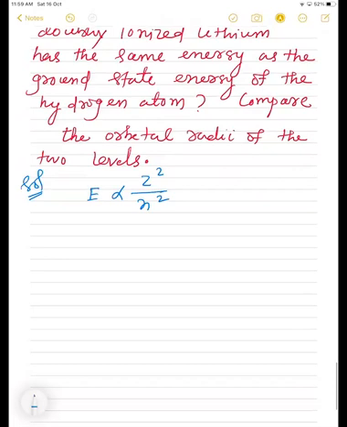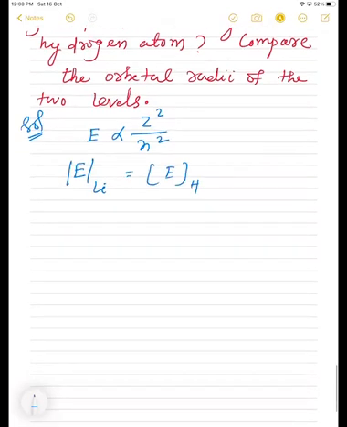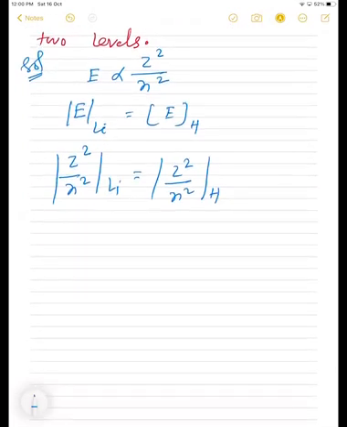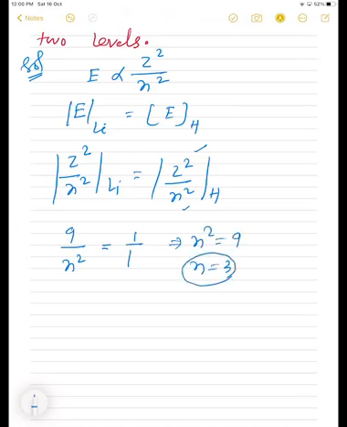So here he has given the energy of doubly ionized lithium and the energy of hydrogen. So let's take Z square by n square of lithium equal to Z square by n square of hydrogen. What is the atomic number of lithium, students? 3, yes. So it will be 3 square, which is 9, by n square, equal to Z for the ground state of hydrogen, which is 1 by 1. By solving this, you get n square equal to 9, so n is equal to 3.